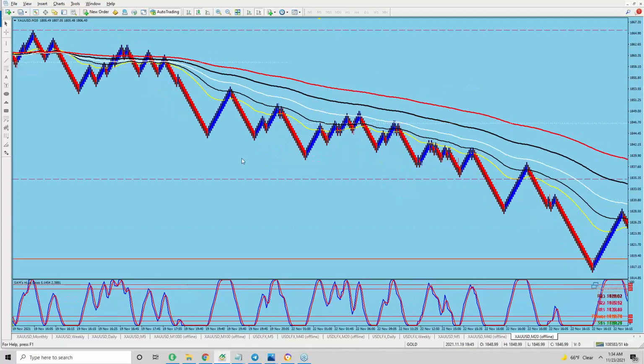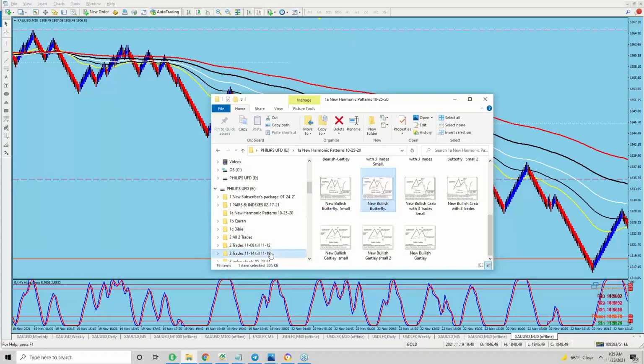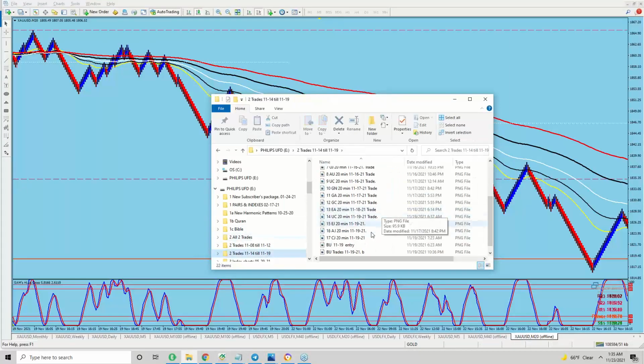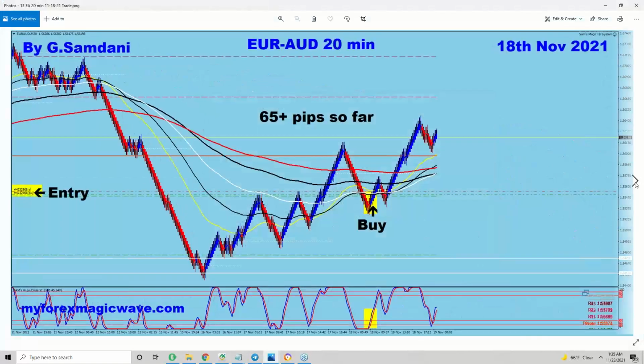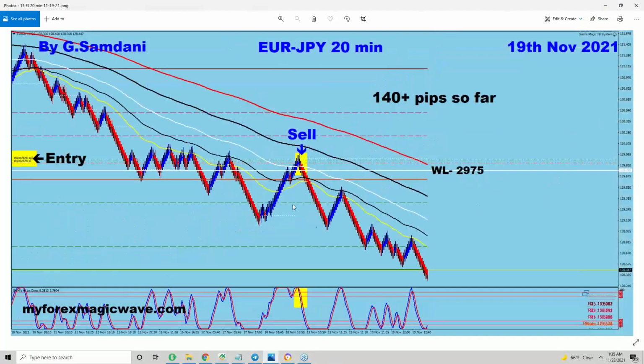So my setup is, for example, a short setup. I'll show you some of my trades, and you know what I'm talking about. If I don't know which one is short, which one is long, I'm going to open it here and see. No, this is the long one. So this is a long one. This is a short one, right?